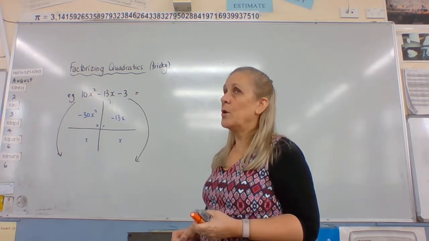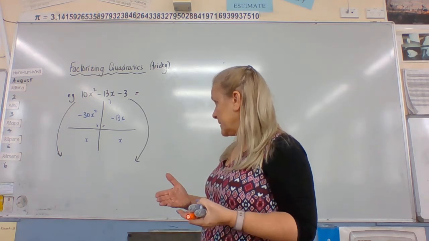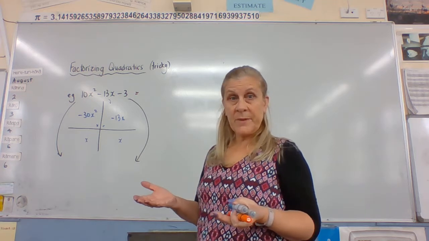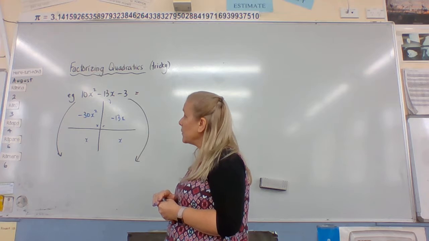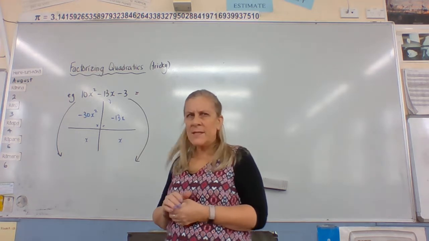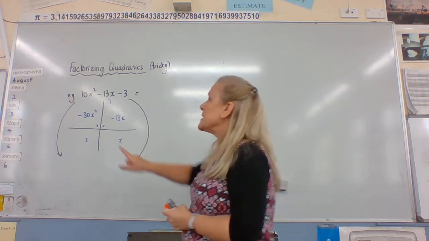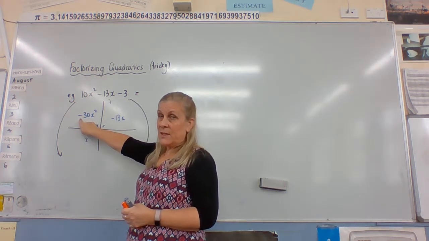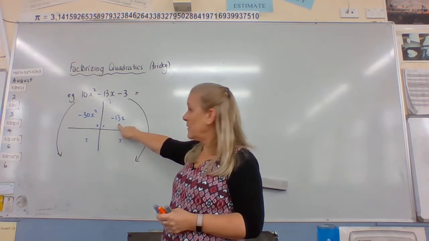Well, 30, we've got 30 and 1, 10 and 3, 5 and 6, 2 and 15. But we need a 13. So 2 and 15 could be quite fun. Or a 3 and 10. Oh, there's two lots that could give us negative 13. So we need a negative and a positive. So to get negative 13 out of 10 and 3, they both have to be negative.